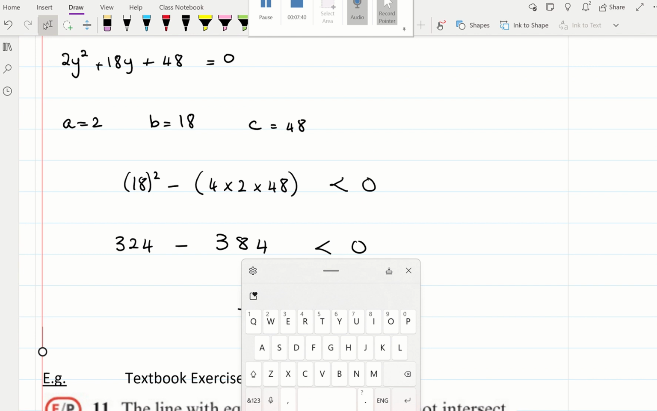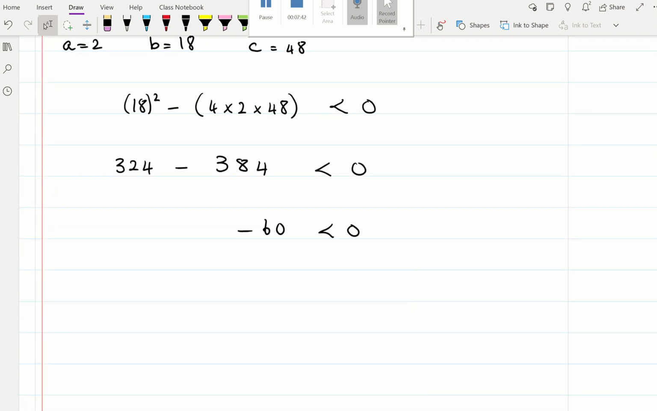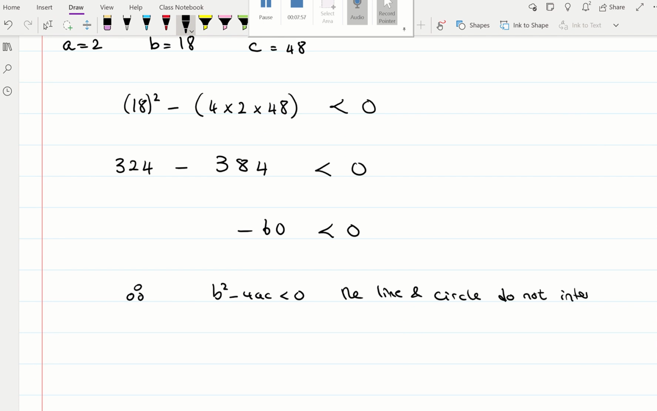Therefore, I can put a conclusion. Therefore, since b squared minus 4ac is smaller than 0, the line and circle do not intersect. They don't cross.